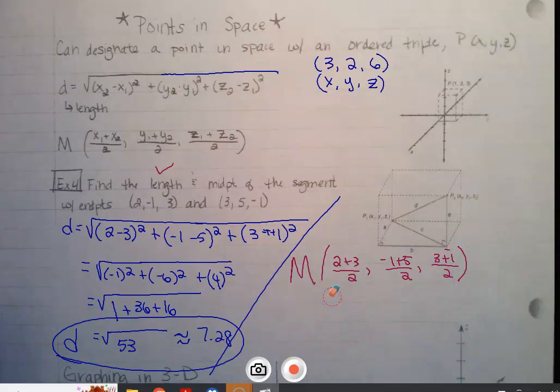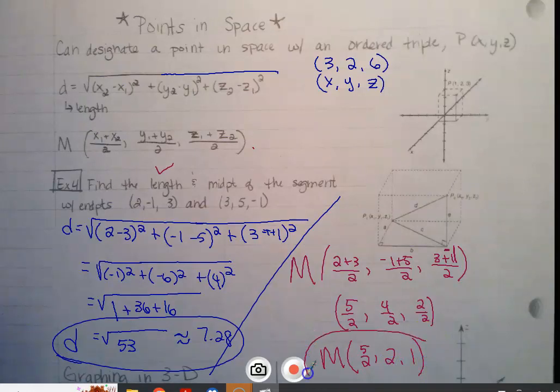So what's 2 plus 3? So we've got 5 over 2. Negative 1 plus 5 is 4. So 4 over 2. And 3 plus 1? 2. Oh, sorry. 3 plus negative 1 is 2. Thank you. So 2 over 2. And 3 plus negative 1? There's a negative up there. I forgot it earlier. Is that better? Negative 1. Yes. Okay. So the midpoint is, you could leave it as 5 over 2, 2, and 1. Ding, ding, ding. That is correct. That is your midpoint.